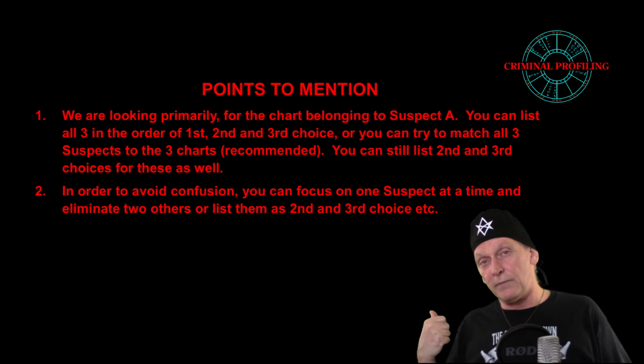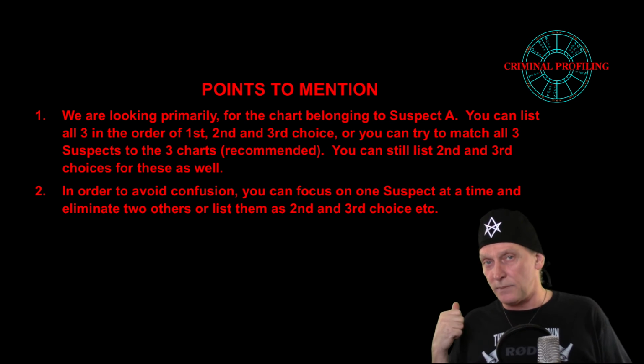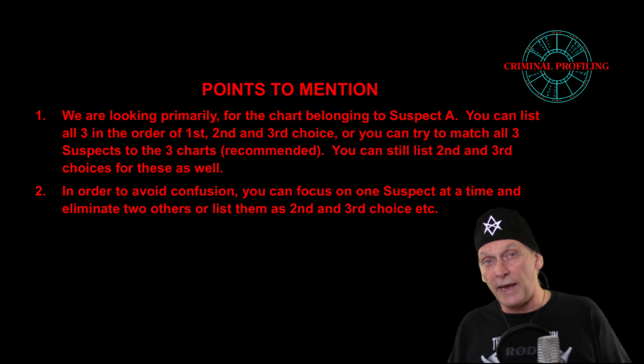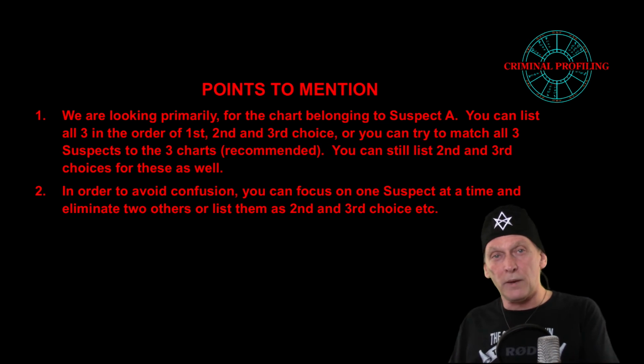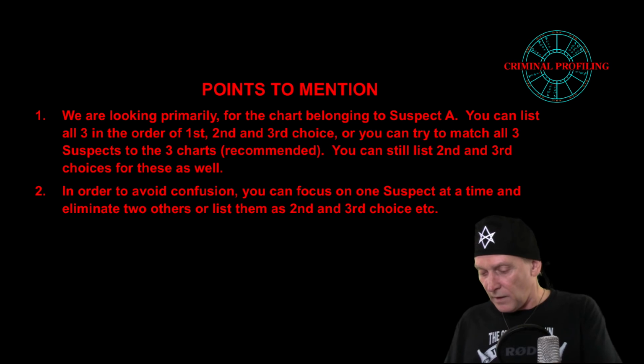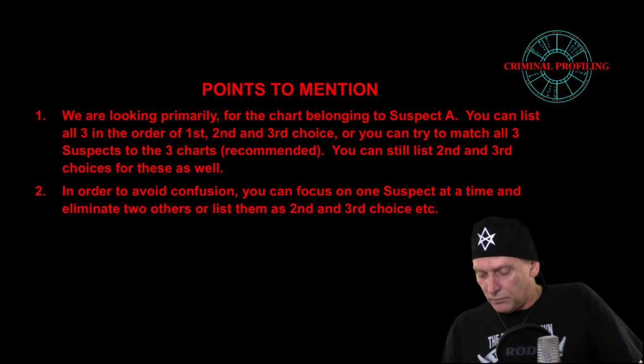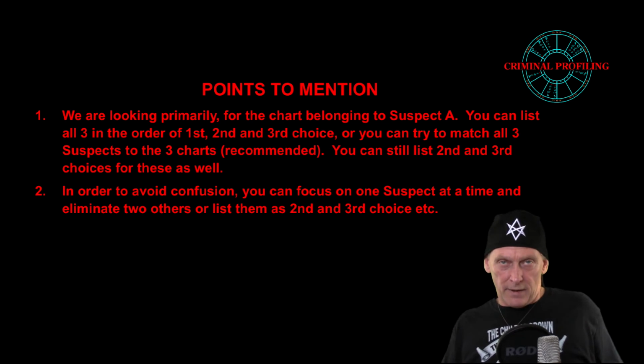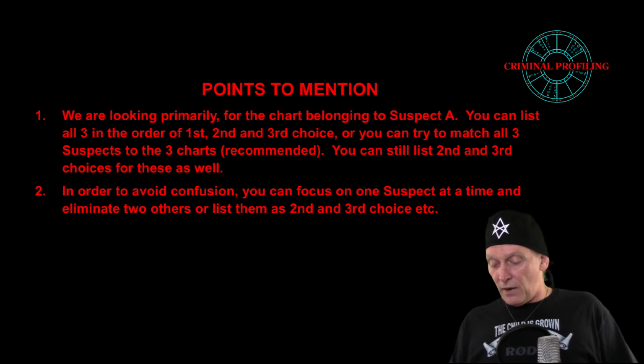And of course, you can do second and third choices for them as well, however you want to play it out. We'll take it up next week. We'll find out who the suspects were, and then we'll do a little bit of a bio on the suspect A and take a look at the chart and see how we compared and stuff like that. It'll be really cool. Okay, and number 2, in order to avoid confusion, you can focus on one suspect at a time and eliminate 2 others or list them second and third choice. Again, that's generally how I do it.